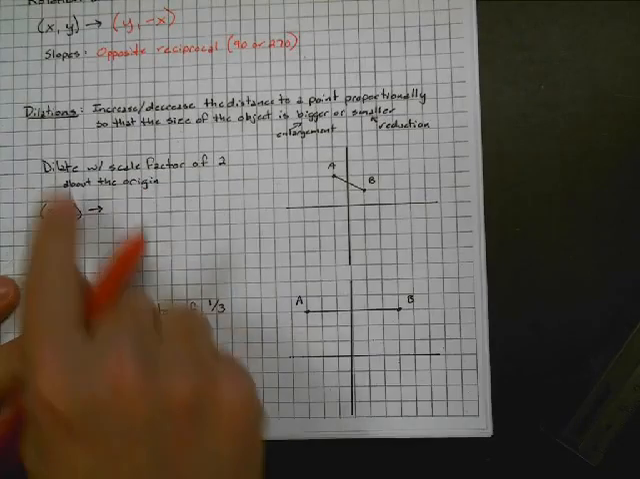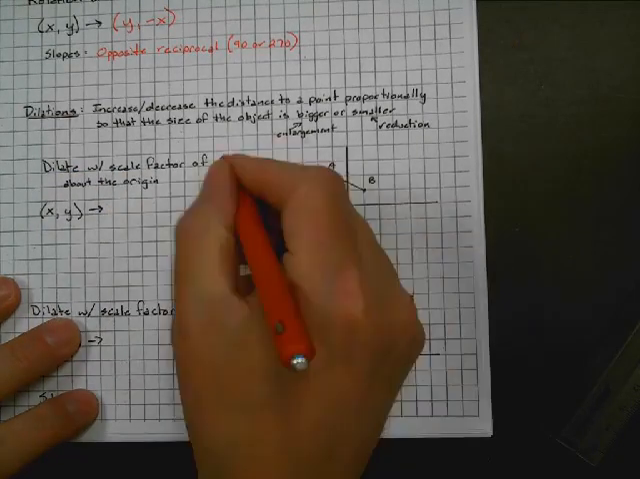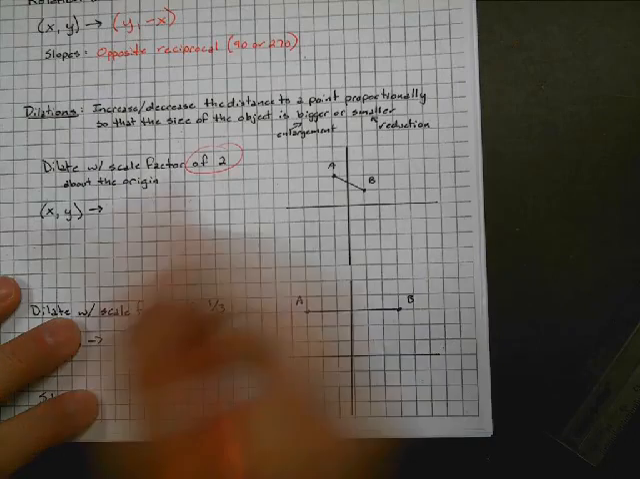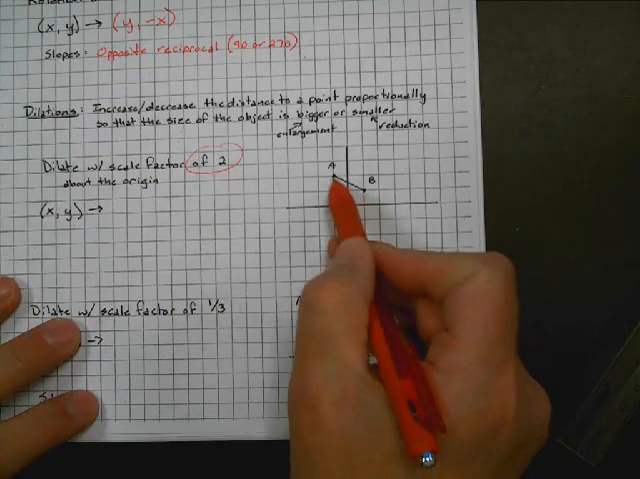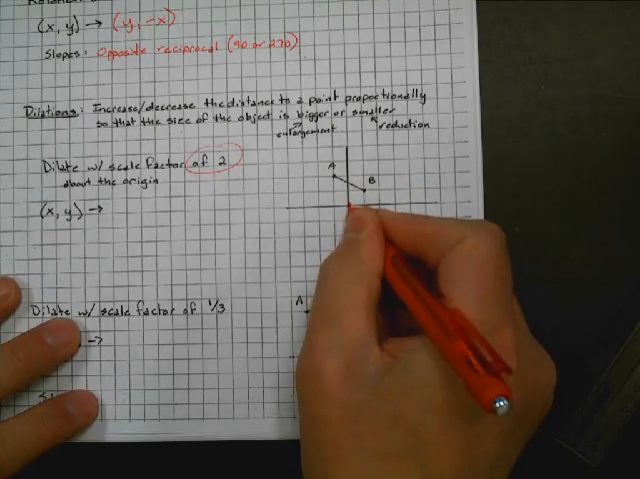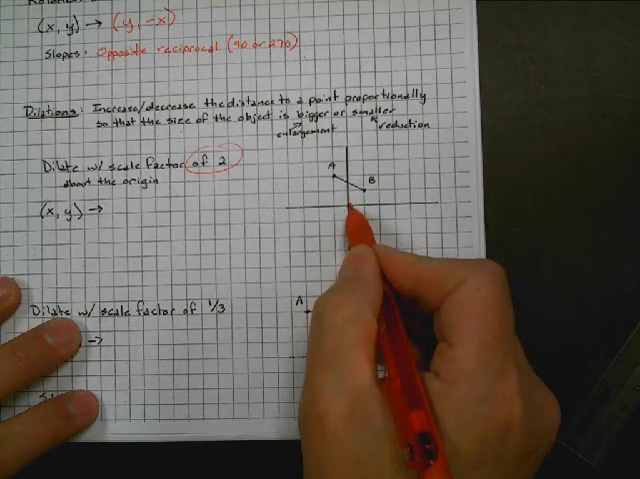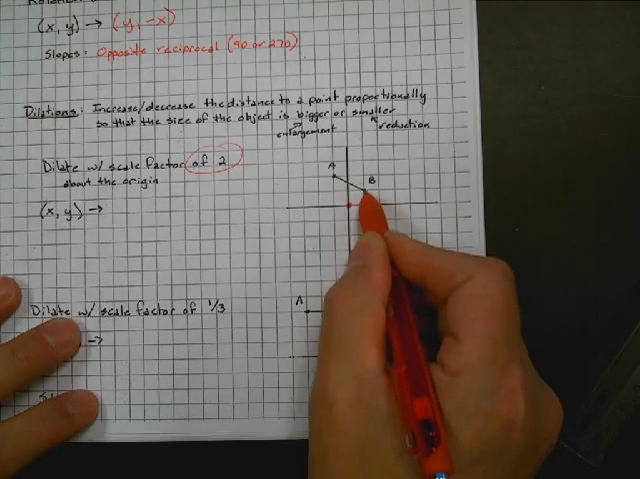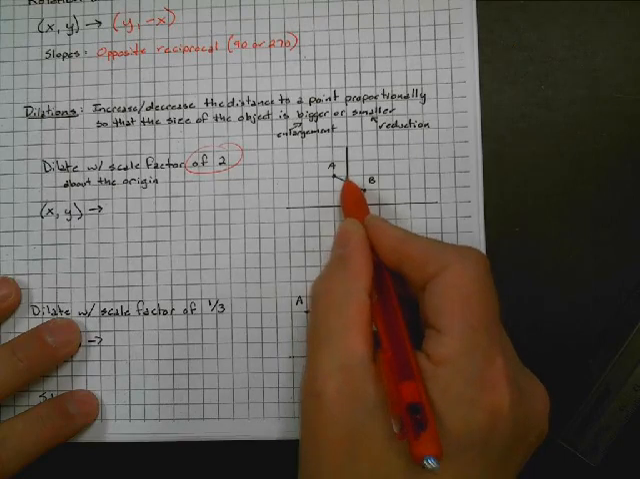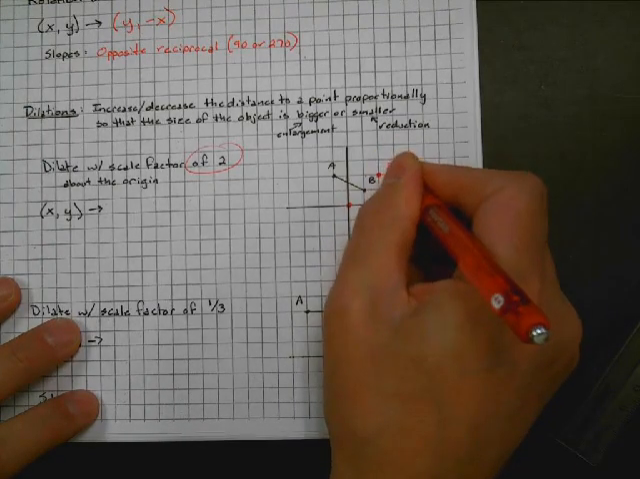So here I'm going to dilate with a scale factor of 2 about the origin. Scale factor means the proportion. So this says I'm going to make something that is twice as big. Now, we're starting at the origin here. So everything doubles. So if I'm going up 1 over 1 to get to B, I double that, and I go up 2 over 2. And here would be B prime.